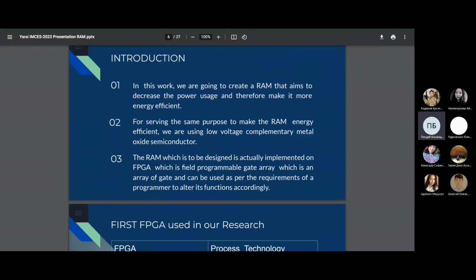The RAM which is to be designed is actually implemented on an FPGA, which is a field programmable gate array, an array of gates that can be used as per the requirements of the programmer to alter its function accordingly.